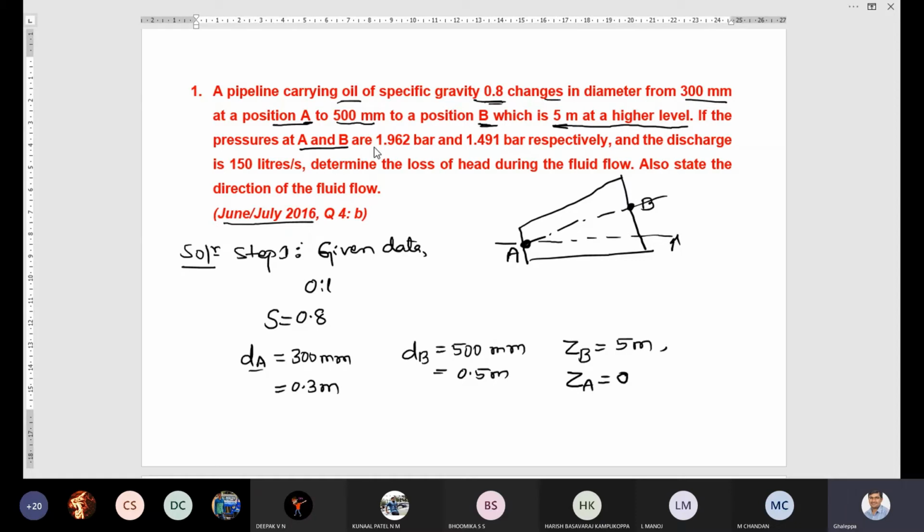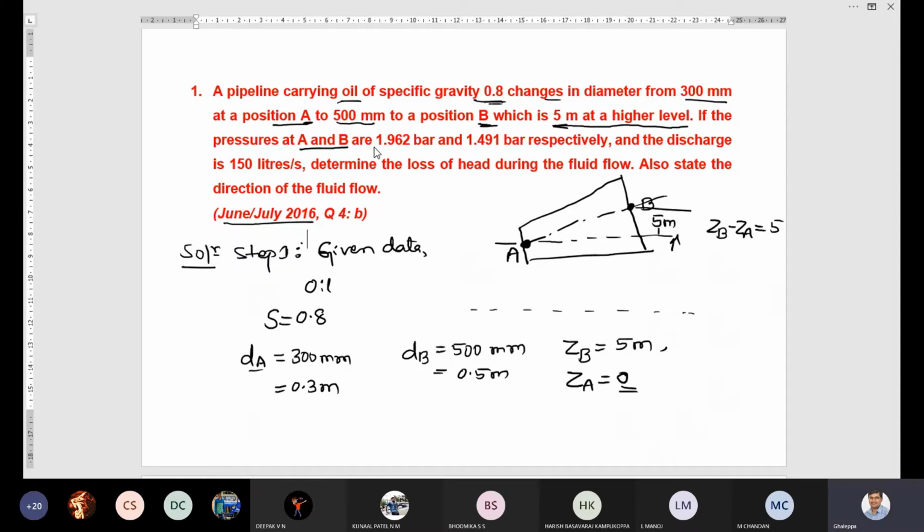So ZA is on the reference line. So ZA is equal to 0. If you are considering the reference line here, then you need to take ZB minus ZA as 5 meter. This is the value he has given. ZB, that is the potential energy at point B minus the potential energy at A, is 5 meter.